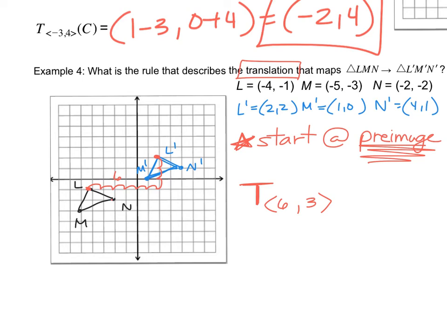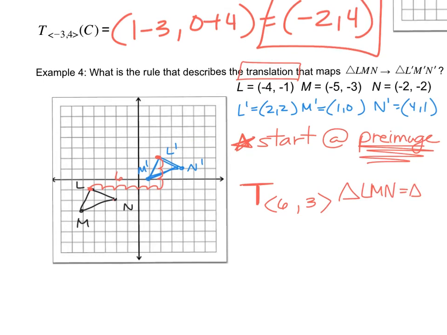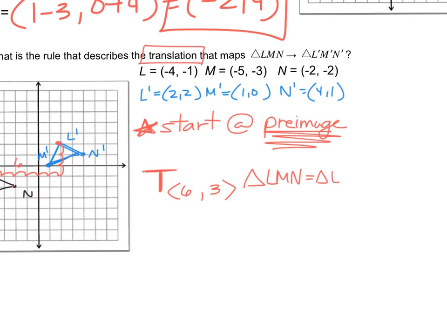Okay? So we would say it's a translation of 6, 3 of triangle LMN becomes triangle L prime, M prime, N prime. Okay, questions on that? Hopefully.